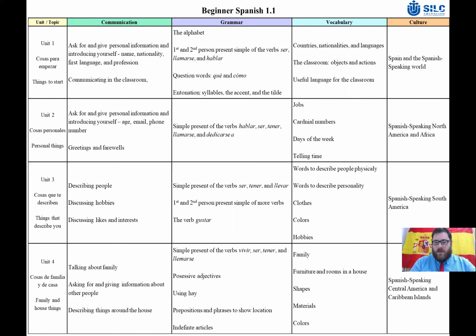So there's going to be some stuff that we might not be able to get to, like materials and shapes, furniture in the house. Might not be able to get to that because some of this other stuff I believe is much more important for a beginner level Spanish. Okay, but of course we're going to start out with readings, the alphabet, and then move on to introducing yourself, some basic verbs, so on and so forth.